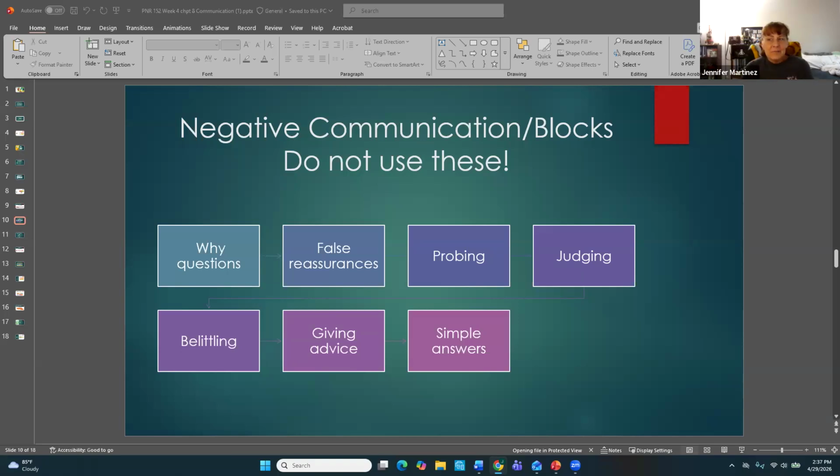Belittling, mimicking or making fun of the client. Let's say you got to go in and give a heparin injection, and they're like, oh my gosh, it burns, it hurts. Okay, it's just a little stick. It's not that bad, right? We don't want to do that. Everybody experiences things differently, so we do want to try to avoid that. We don't want to give advice. And I know this is hard.